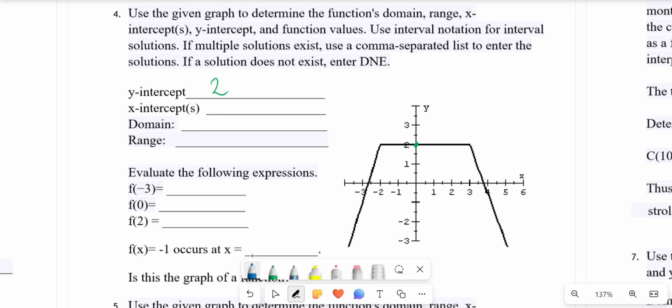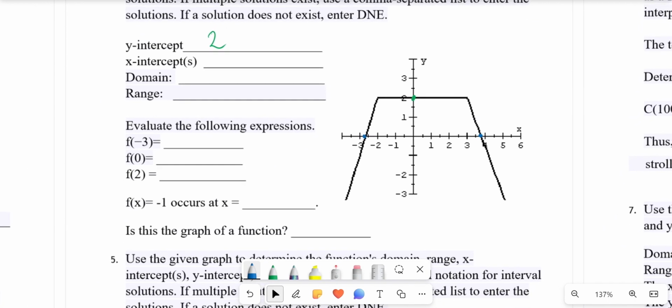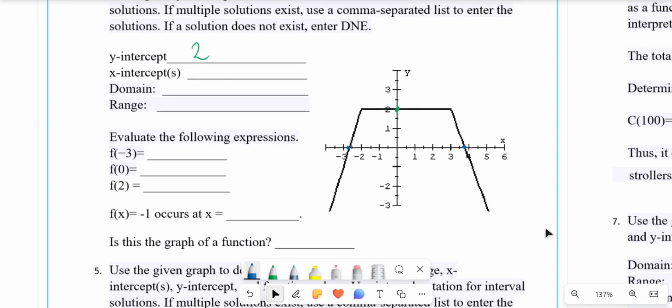What about the x-intercepts? Well, I think we're going to have to content ourselves with estimating these because they didn't really give us an equation anywhere. They didn't tell us how to figure out what those were if we couldn't see exactly what they pointed to. They're sort of between these two numbers. We can approximate them, though.